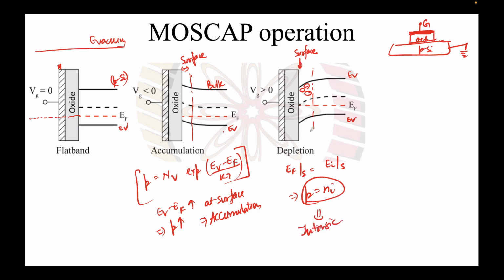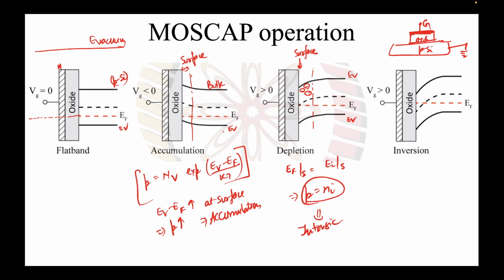What will happen if I increase the bias even further? Let's do that. If I increase the bias even further, you can see the depletion region has increased a bit more. This is the depletion width, and this is the surface I'm talking about. But you can see that EF at the surface is now closer to EC. So again, I'll write this expression: N equals Ni exponent of EF minus EC over KT.